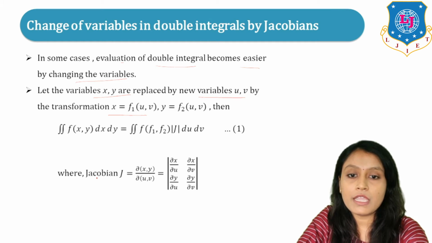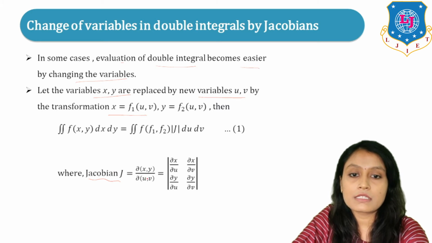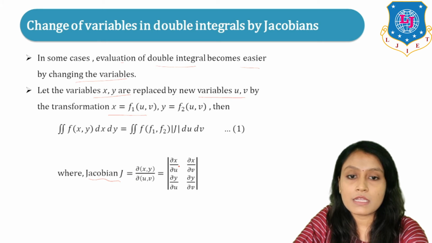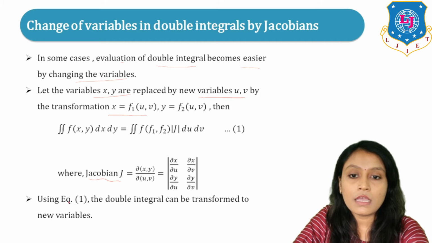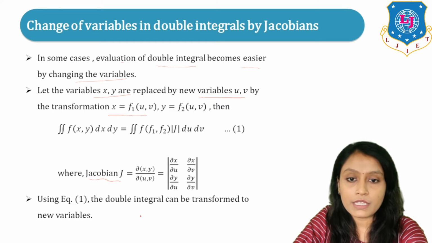Where this J is known as the Jacobian and it is given by the formula del of xy by del of uv, and this we can express as the determinant of del x by del u, del x by del v, del y by del u and del y by del v. We have to solve this determinant to find the Jacobian. Now using this equation number 1, the double integration can be transformed to new variables.